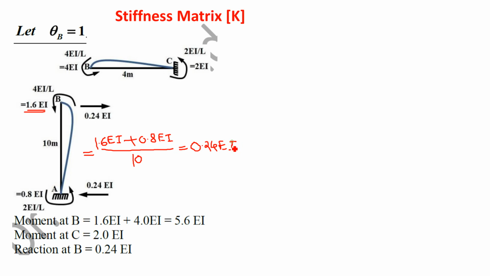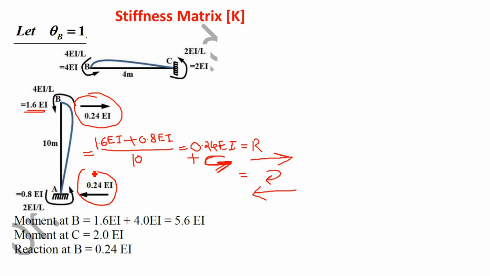Now what is the direction of the reaction? This answer is positive. Positive means it is anti-clockwise. So the reaction couple must be clockwise. Clockwise reaction couple means the top must be towards the right and the bottom must be towards the left. So this represents clockwise reaction. Please understand, top is towards the right, bottom is towards the left, means it is clockwise. Why is it clockwise? Because our answer of reaction is positive, which represents anti-clockwise, and the reaction is always of opposite sense to the acting force. So it is a clockwise couple. That's why the top reaction is towards the right, 0.24 EI, and the bottom reaction is minus 0.24 EI. Okay, so like this you can calculate the reaction.